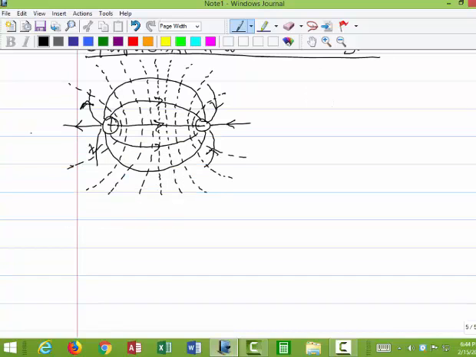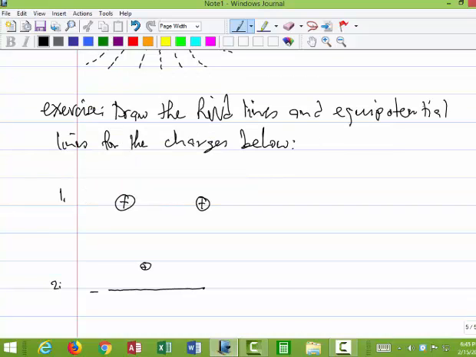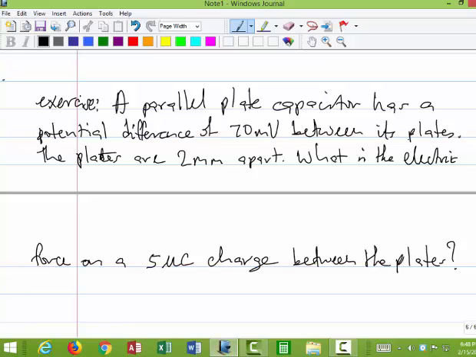So let's say you have two positive charges. Draw the field lines and equipotential lines for these two charges. Okay, so I've given you two to try. Let me put the second one here. Two: you have a positive charge, and I put it next to a sheet of negative charge. Okay, so I've given you another exercise there to try.